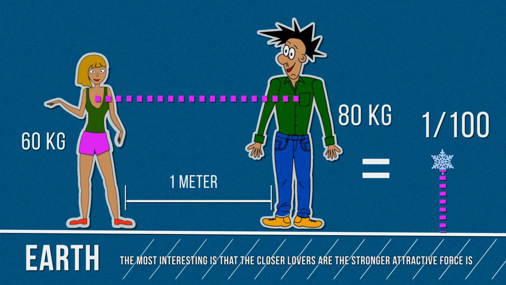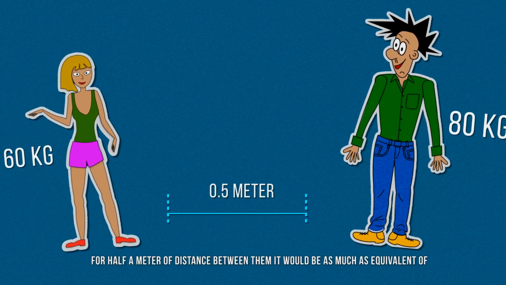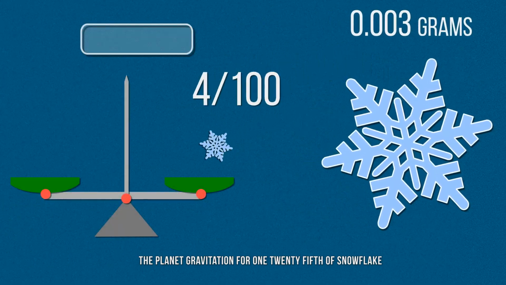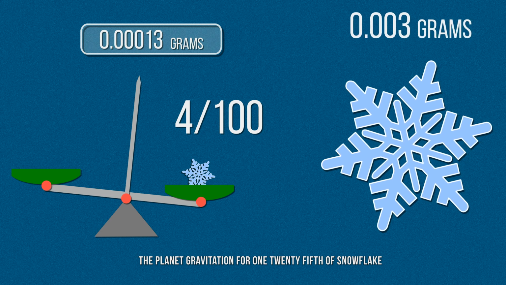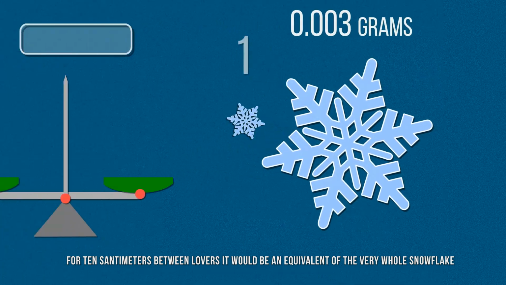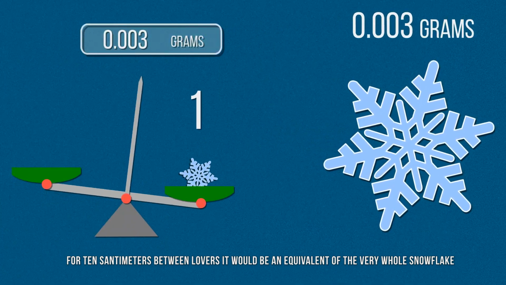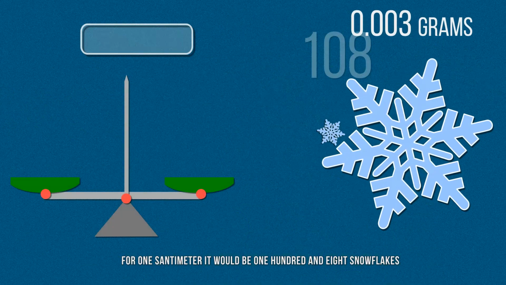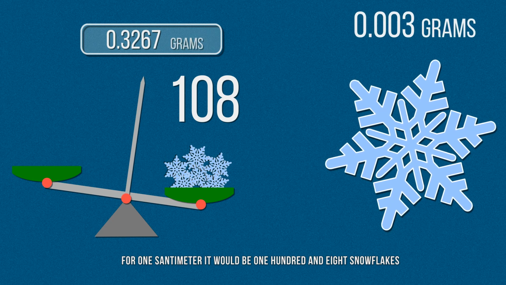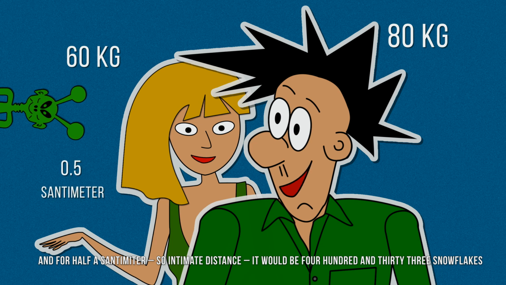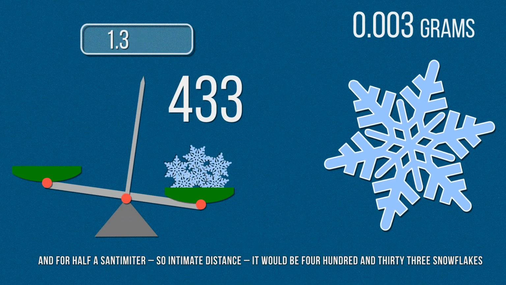The most interesting thing is that the closer lovers are, the stronger the attractive force is. At half a meter of distance between them, it would be equivalent to the planet's gravitation for 1/25th of a snowflake. For 10 centimeters between lovers, it would be the equivalent of a whole snowflake. For 1 centimeter, it would be 108 snowflakes. And for half a centimeter, so intimate a distance, it would be 433 snowflakes.